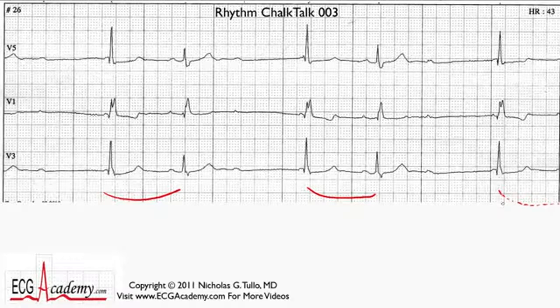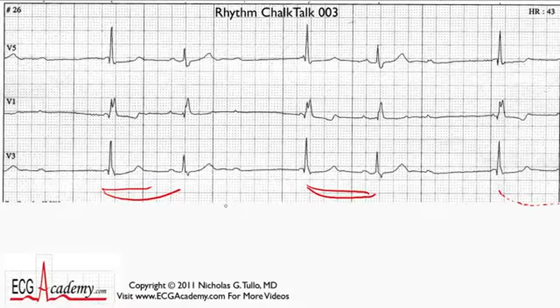And sometimes you'll just have one little strip to work with, and you'll just have to make the best of it. So once we've decided that there's group beating going on, that there are groups of QRSs separated by pauses, you have to start to wonder, well, is this a case of AV block? Because conduction disturbances will cause pauses. So let's figure this out.